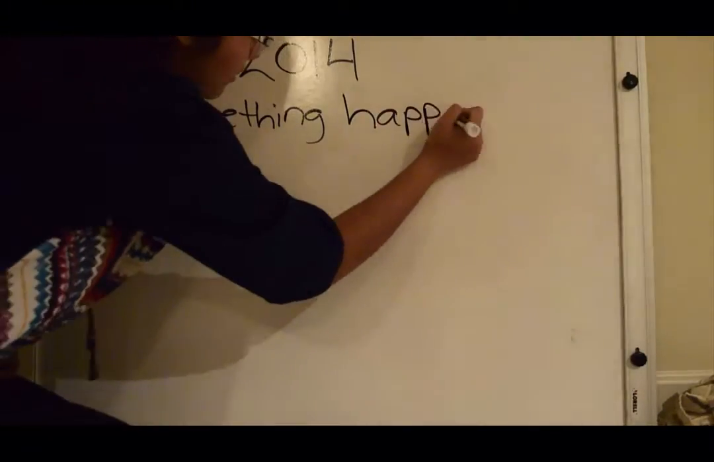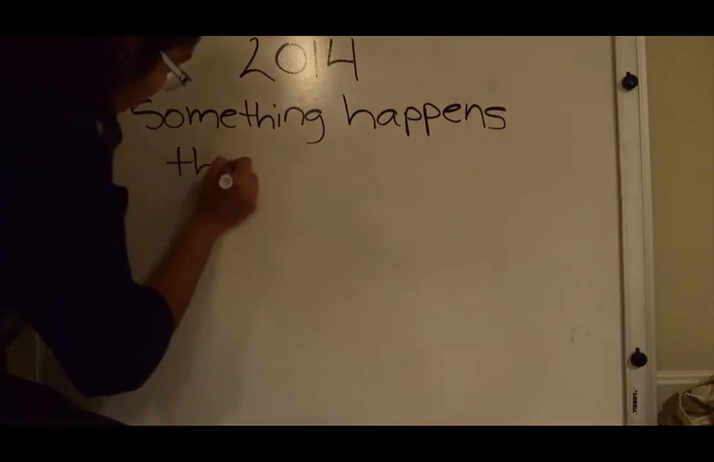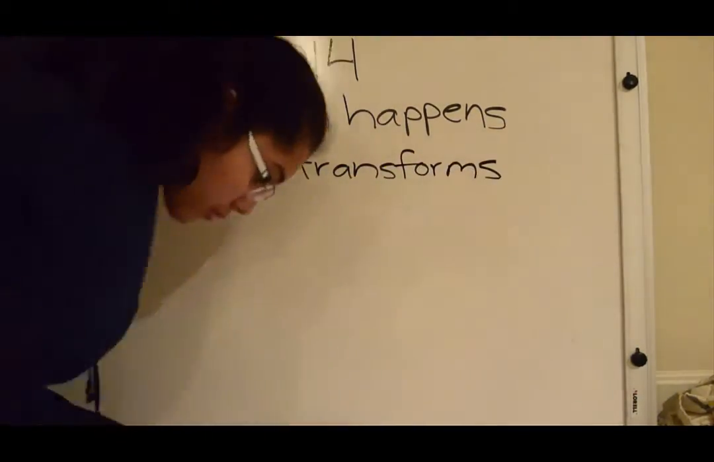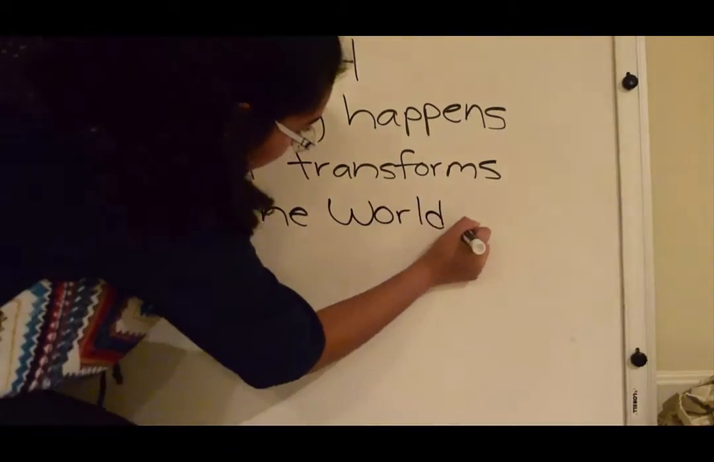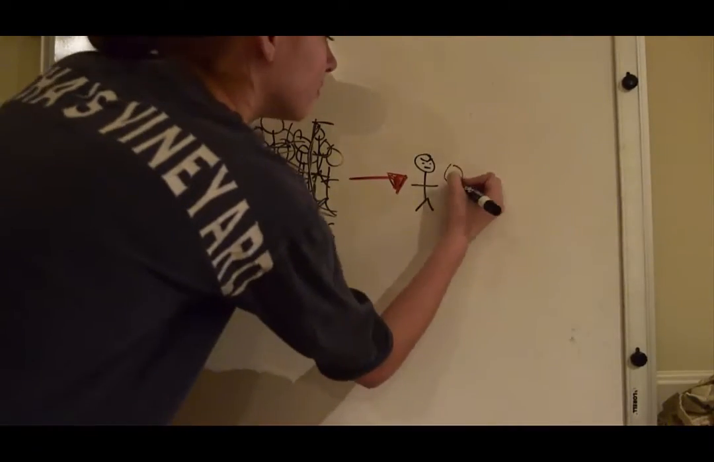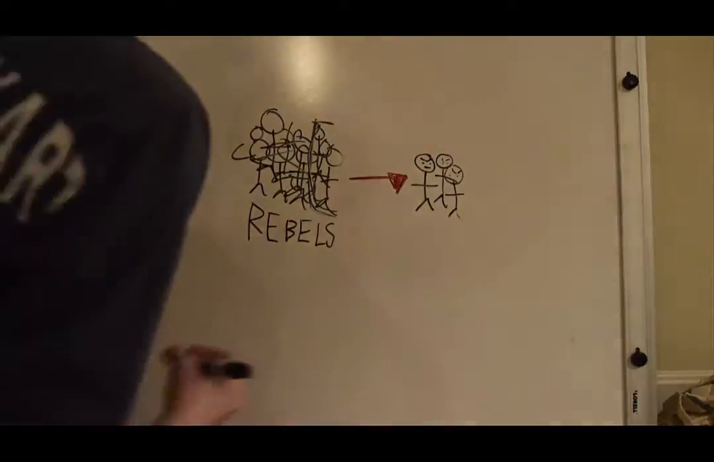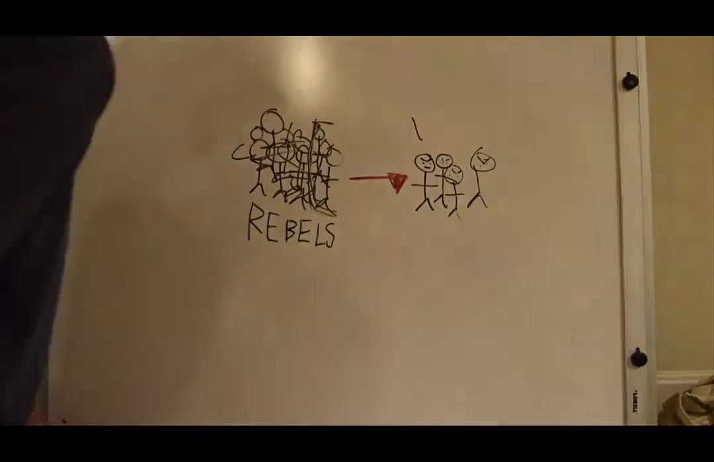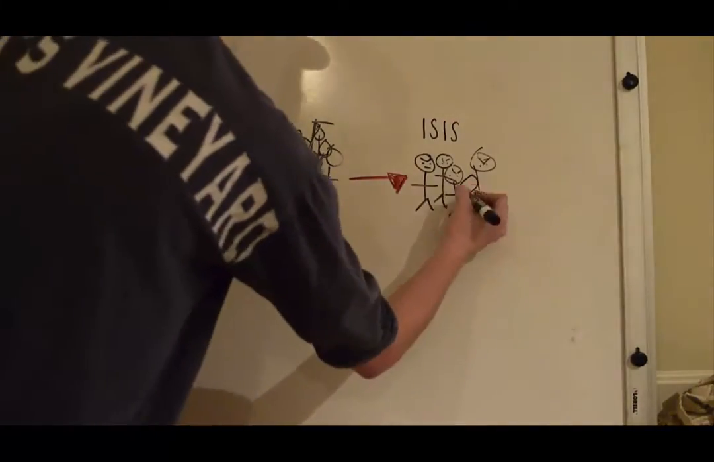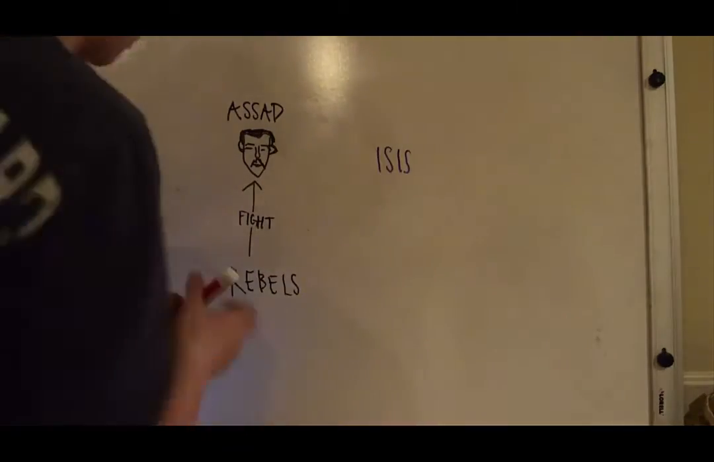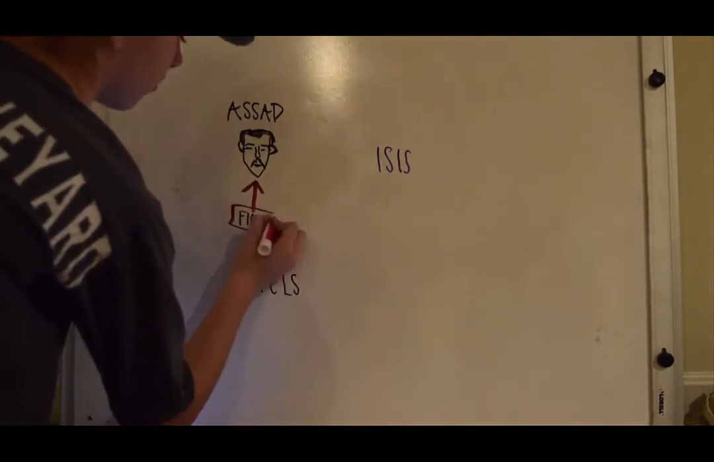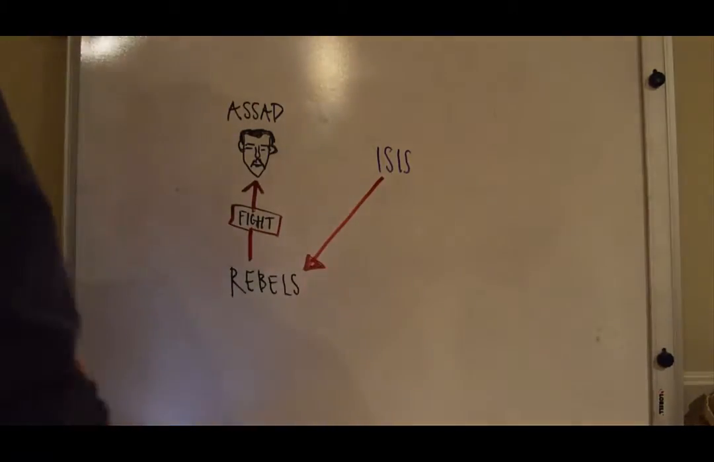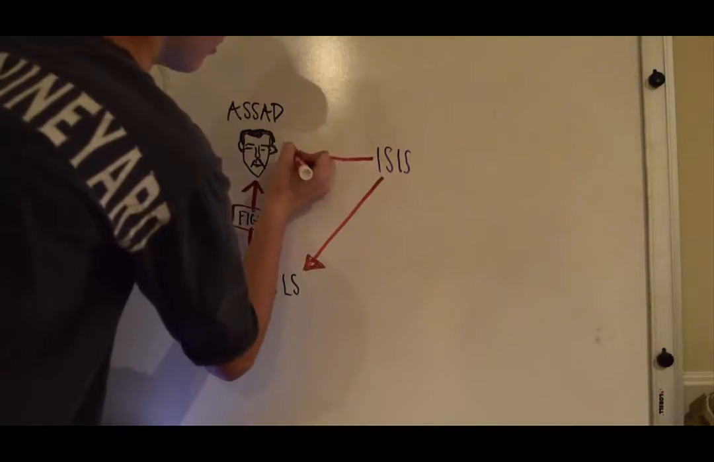In 2014, something happens that transforms the world. ISIS breaks away from the group over internal disagreements. ISIS doesn't fight Assad, they fight the rebels and the Kurds. The US now opposes ISIS more than Assad.